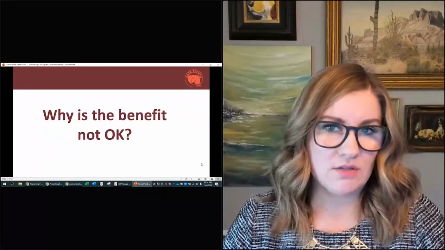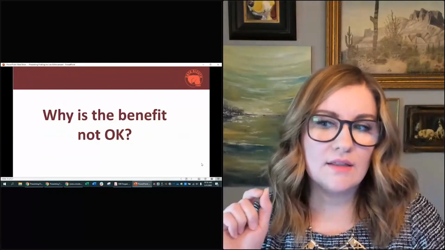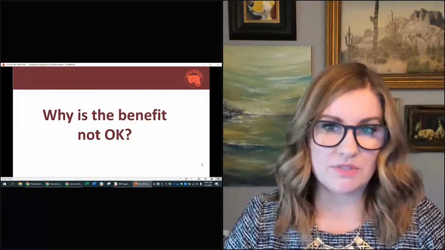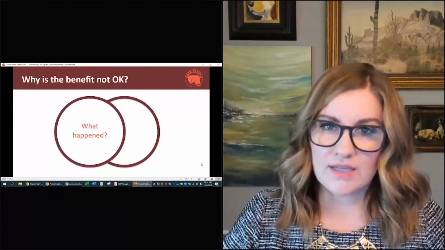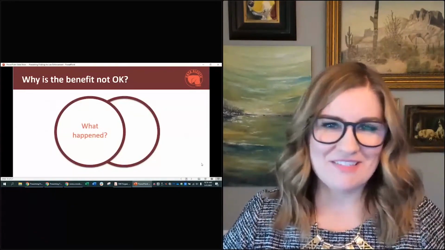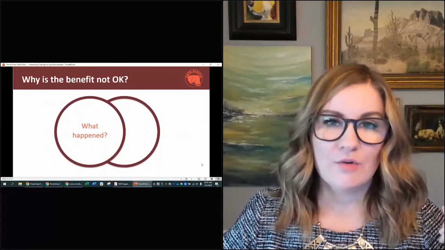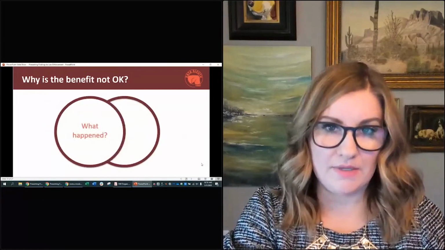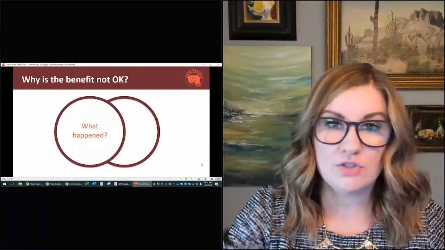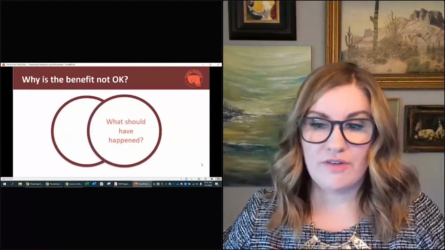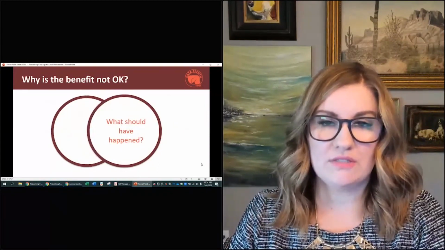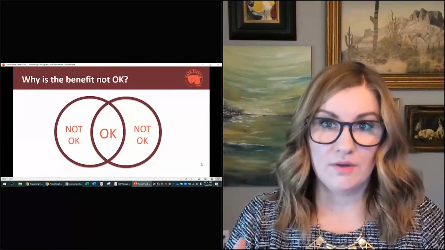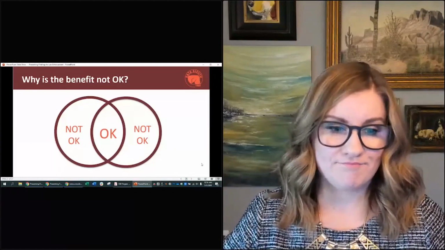We also need to communicate to law enforcement, why is this benefit not okay? Why is it not okay that the subject received this money? A lot of times what we're wanting to show, and I'm going to reference these Venn diagrams again, is we're going to compare what happened to what should have happened. Here, what happened is this individual received $200,000. What should have happened? The employment agreement says she should have only received $100,000. And then our difference, what doesn't match, is the part where we say this is why this is not okay.